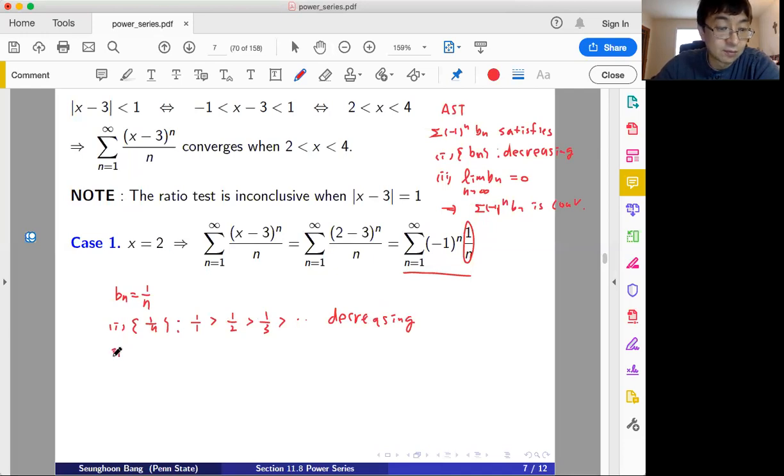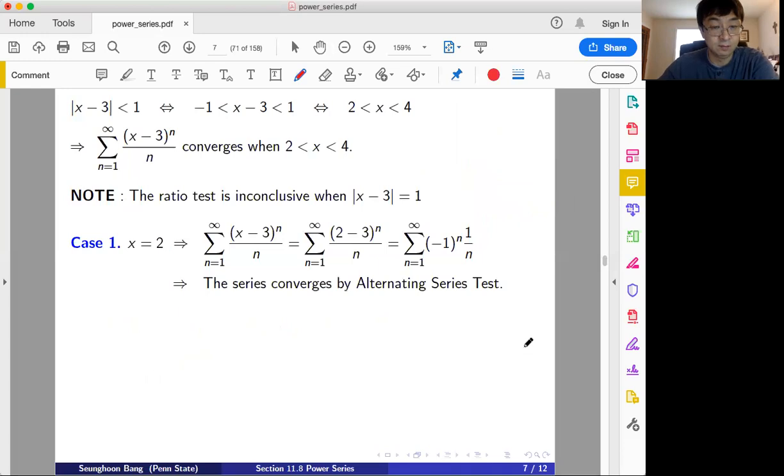Another one, the limit of sequence Bn is going to 0. Yes, going to 0. So it satisfies two conditions. The series is convergent by using the alternating series test. This is the whole idea for solving this problem.